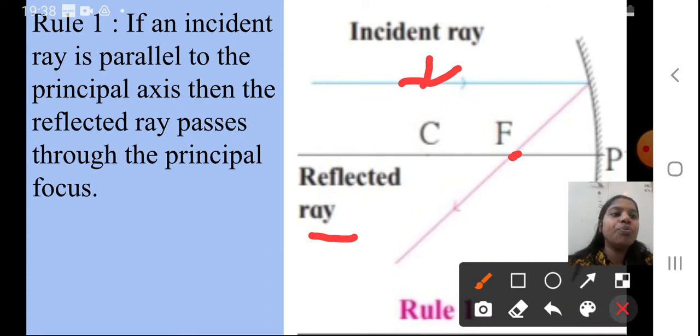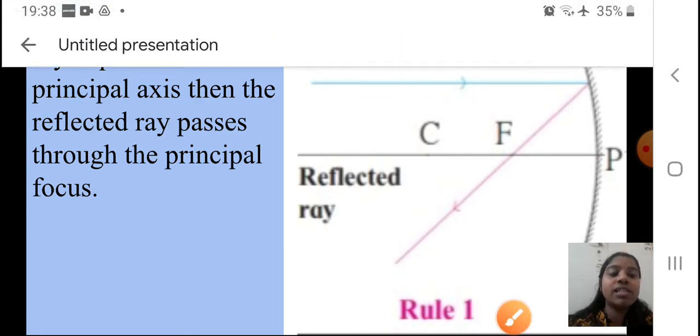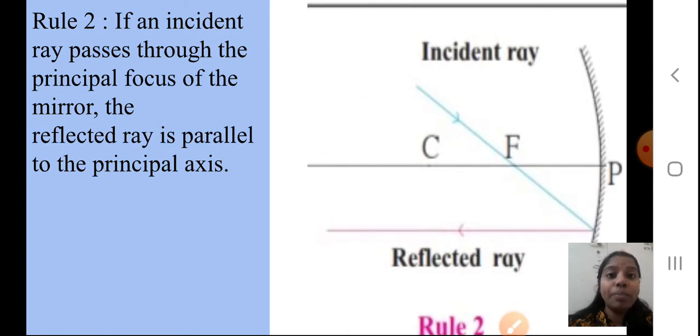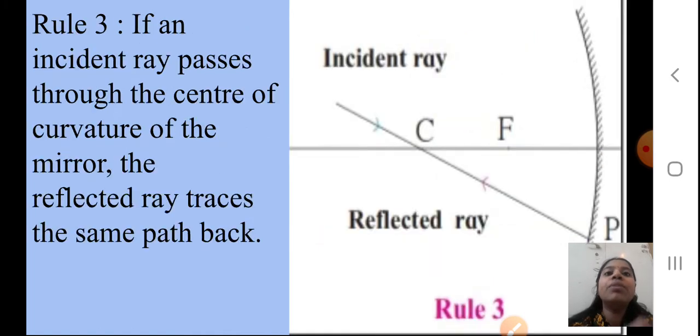Now the next one, rule number 2: if an incident ray passes through the principal focus of the mirror. Can you see the blue color incident ray passing through F, that is the principal focus. The reflected ray is parallel to the principal axis. You can see the reflected ray, shown in the light pink color, is parallel to the principal axis.